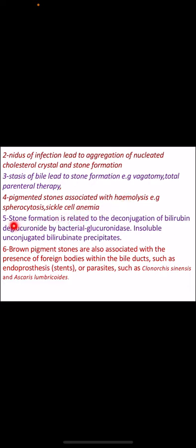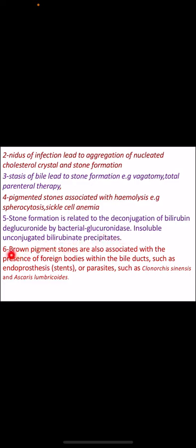The fifth theory behind the formation of the gallstone: stone formation related to the deconjugation of the bilirubin by bacterial glucuronidase, which releases glucuronidase enzyme, and insoluble unconjugated bilirubin precipitates and leads to formation of the gallstone.